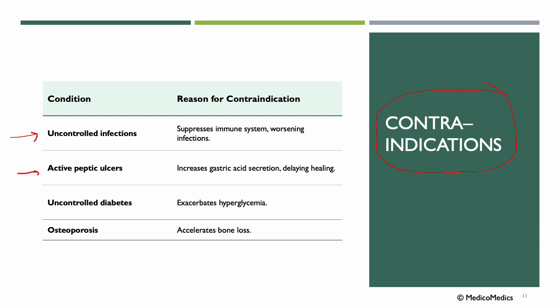In patients with active peptic ulcers, corticosteroids may increase gastric acid secretion and delay healing, which would raise the risk of complications. In uncontrolled diabetes, for example, they can worsen the hyperglycemia by promoting gluconeogenesis and insulin resistance. And finally, osteoporosis. So corticosteroids accelerate bone loss, leading to an increase of fractures, for example.